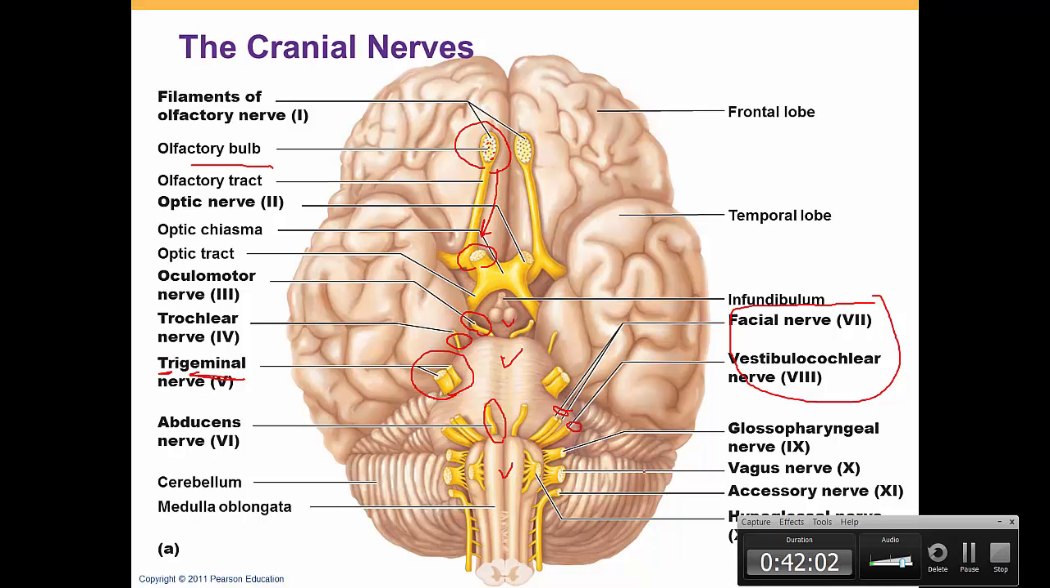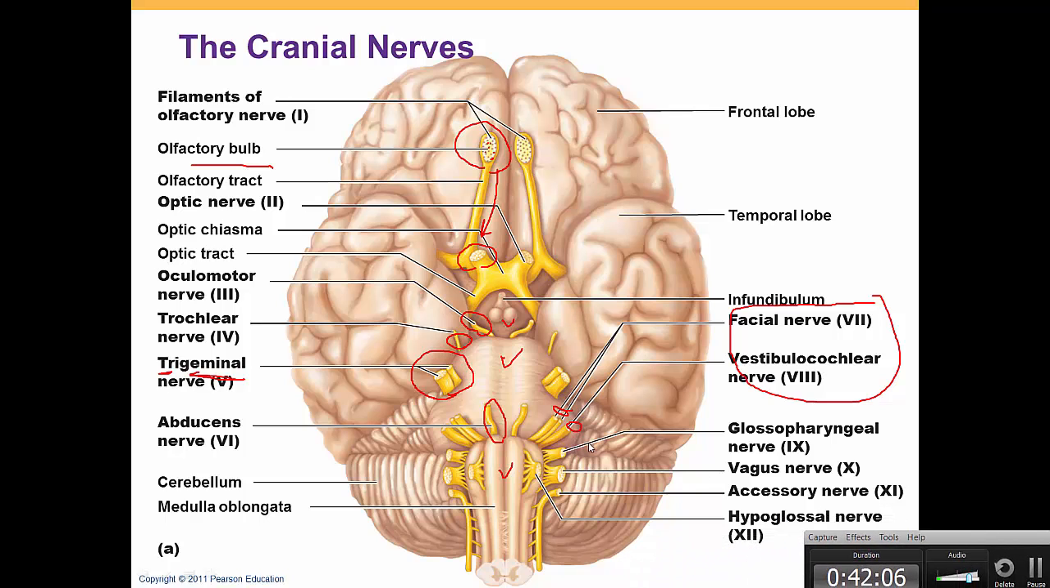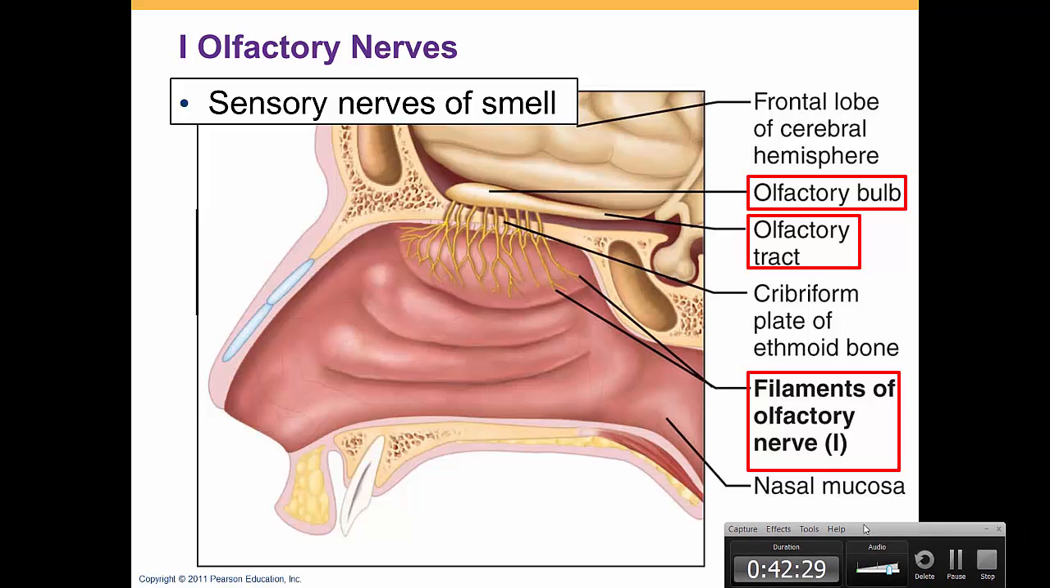Then we have cranial nerve number 9, 10, and 11. So cranial nerve number 9 is my glossopharyngeal nerve. Number 10 is my vagus nerve. Number 11 is my accessory spinal nerve. And number 12, which is the last one here, is going to be my hypoglossal nerve. So let's talk about these nerves now.